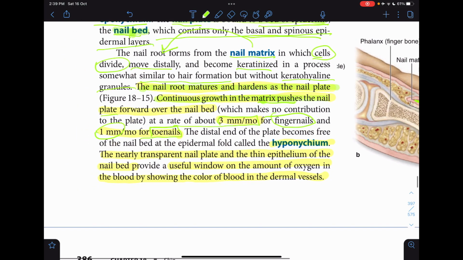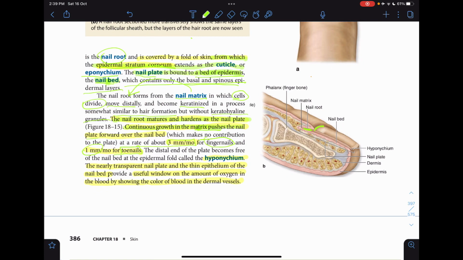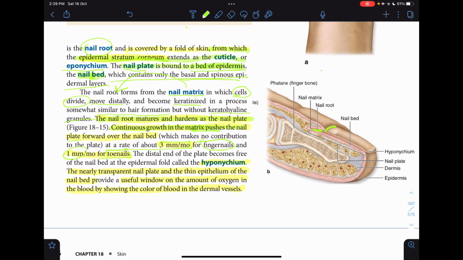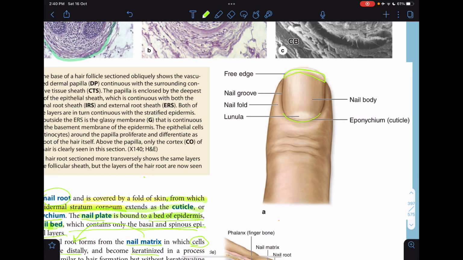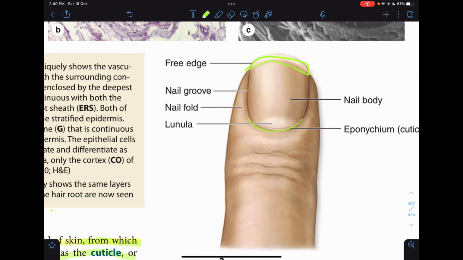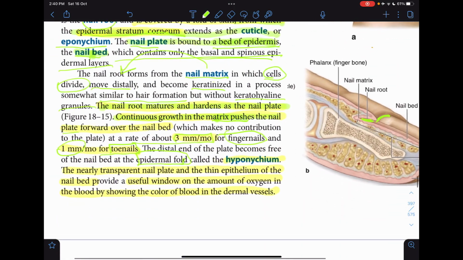Okay. The distal end of the plate becomes free of the nail at the epidermal fold called hyponychium. So we have hyponychium and eponychium. Sorry. The hyponychium is the epidermal fold and the eponychium is the skin fold, which is the cuticle. Okay. So what does this mean? It means we have this free edge. Why is it called the free edge? It's called a free edge because there's no skin underneath it. This is the hyponychium. It's where the free edge starts. The skin directly underneath it is called hyponychium. Okay, and it's an epidermal fold.